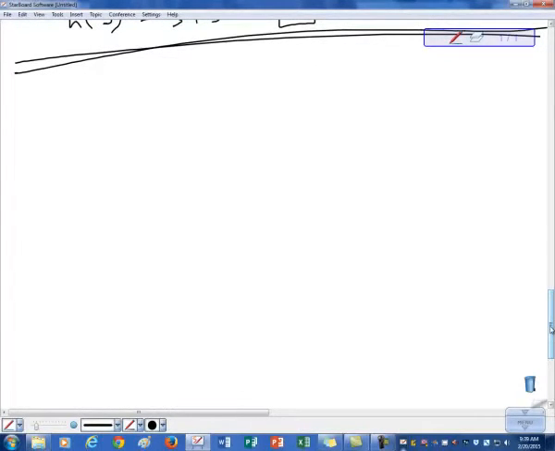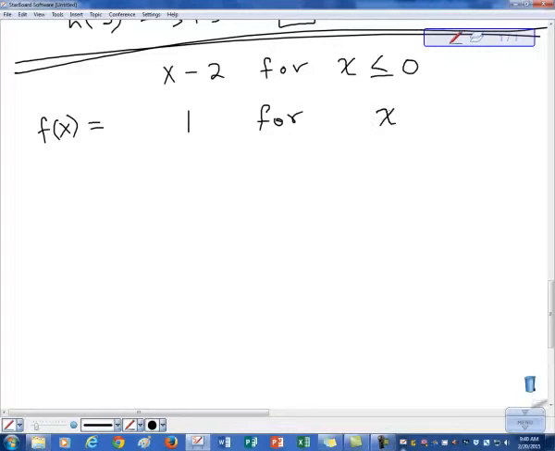Alright, now let's take a look at a piecewise defined function, but we want to graph it. Here we have f of x is equal to x minus 2, for x is less than or equal to 0, and 1, for x is greater than 0 but less than or equal to, let's say, 3, and 1/3 x, for x is greater than 3.